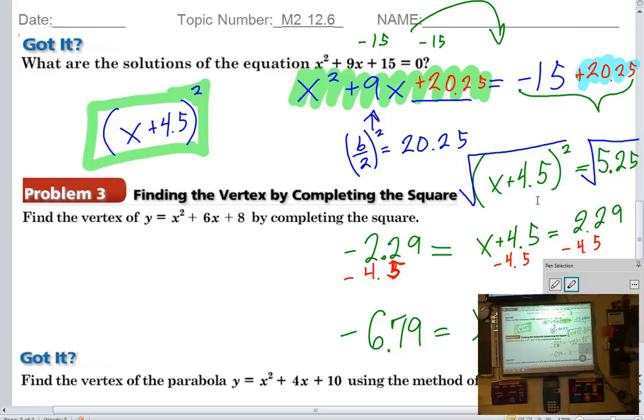Good question. Because this is really weird. Like, the concept of completing the square is really awkward. And that's why over this past year I redesigned how I taught it to hopefully make this make more sense.